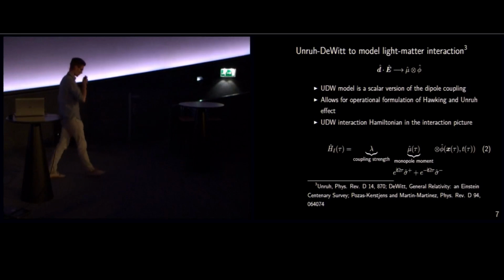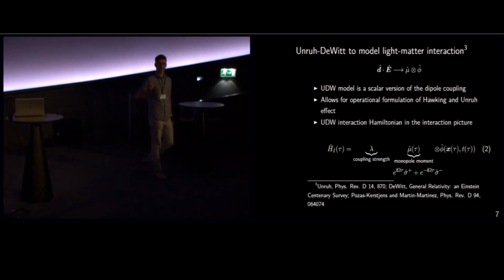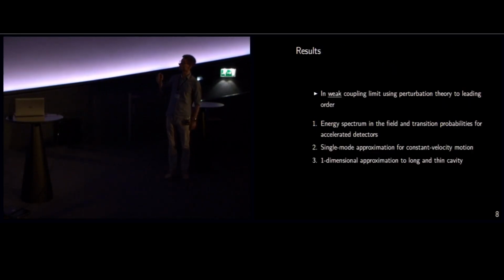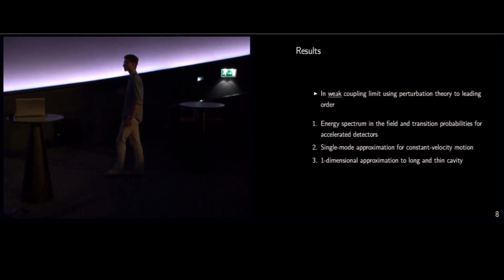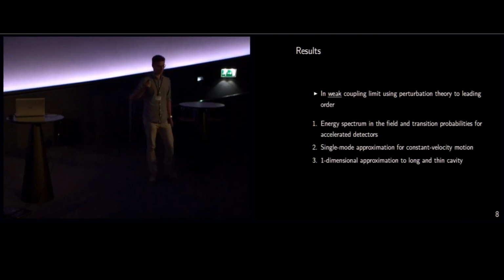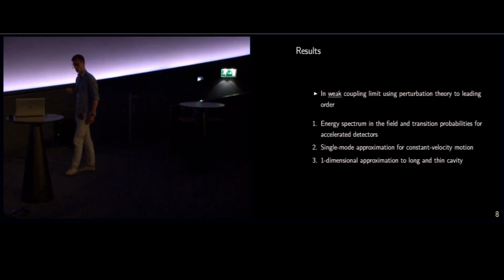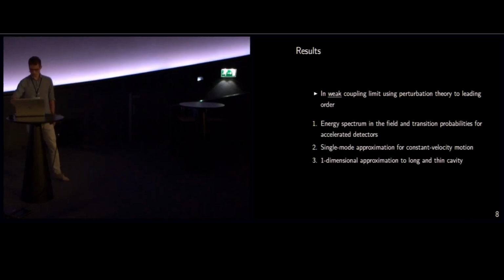And now, as we will see, already in the weak coupling limit our results hold. So you could think that, okay, if atom and field couple only weakly, we will not have so much problem with, for example, a single mode approximation, but it turns out to be the case. So we look at first at the energy spectrum in the field and transition probability of the detector after cavity crossing. We will look at the single mode approximation also in the case if the detector is just with constant velocity traversing, and we will look at the one-dimensional approximation.